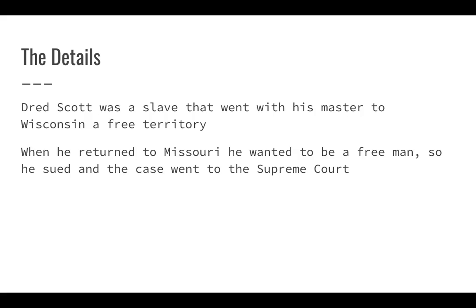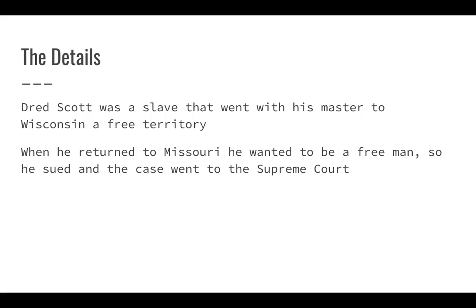Dred Scott is going to return to Missouri, and when he does so, he is going to want to be a free man. So he's going to sue, and the case is going to go to the Supreme Court. Dred Scott is going to come back to Missouri because his owner dies, but his home is in Missouri. That's where he's from. So he wants to return to Missouri.